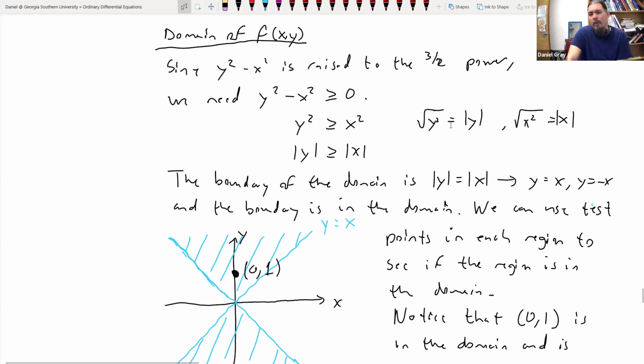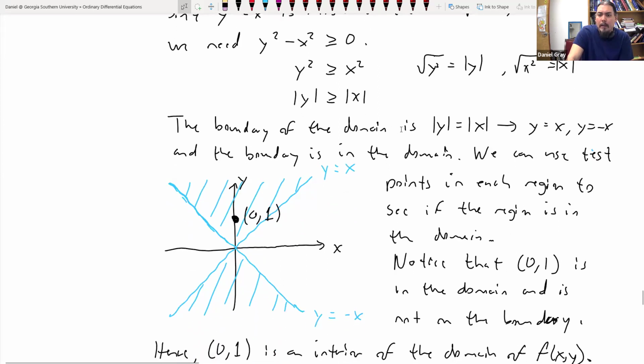Now, I just want to make a quick note here. It's an algebra note that the square root of y squared is not y, it's the absolute value of y. Okay, y might not be positive, right? So we need to take the absolute value of it. The square root will never give you a negative number. So this is absolutely important. The square root of y squared is the absolute value of y, and the square root of x squared is the absolute value of x. So when we simplify this expression, when we take the square root on both sides, we get the absolute value of y is greater than or equal to the absolute value of x, which looks really nasty. But let's see what we can do about that.